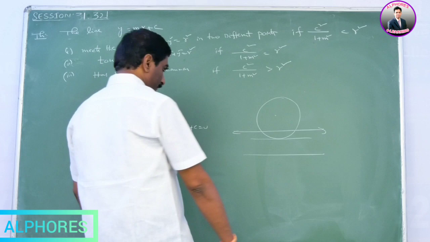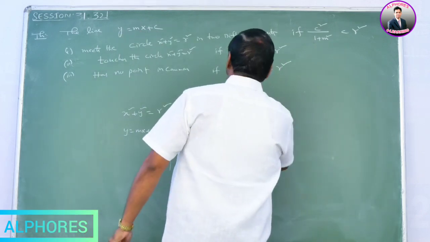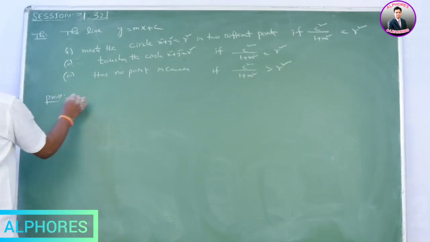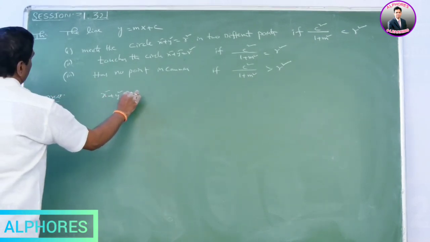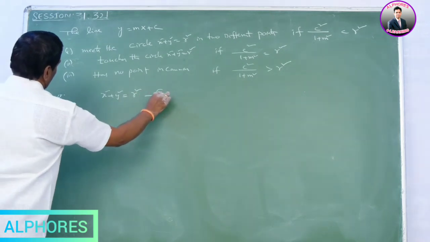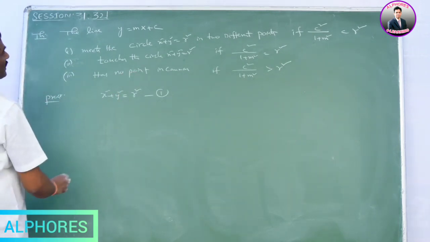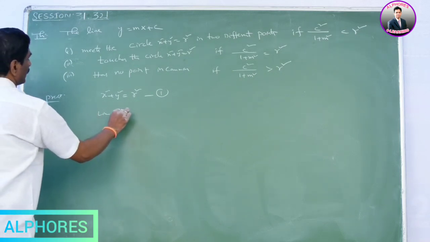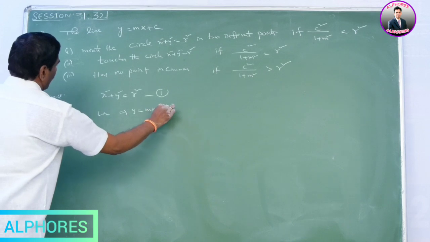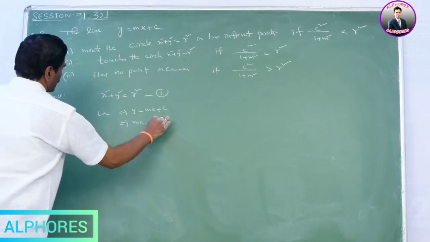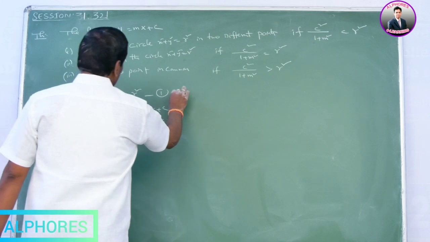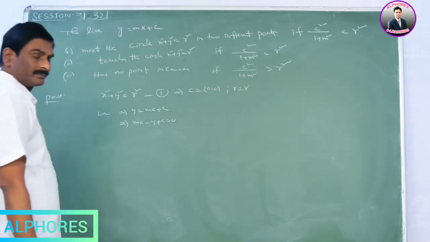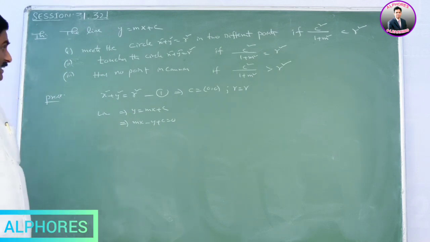Okay. First, the equation of the circle. Given circle: x square plus y square is equal to r square. It is the equation of the circle. And the line equation is y is equal to mx plus c, that means mx minus y plus c is equal to 0. In this case, the center of the circle is 0, 0, and the radius of the circle is r.